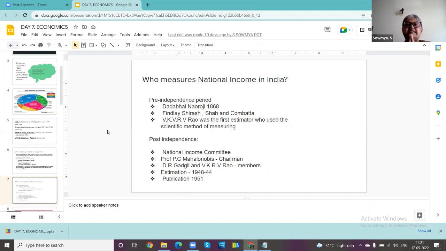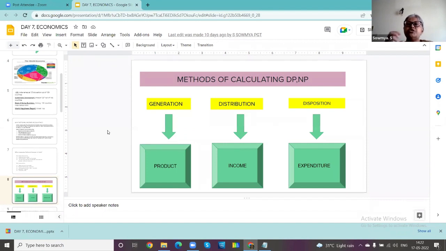The estimation started. The first one was estimated in the time period of 48. Then publication was made in 1951. So again, this can be given as a small background. Now, see, just 3 or 4 minutes it will take, isn't it? And we will be covering a huge unit after that. So having set the platform for intense learning, then we can just move on to slowly introduce the concept of national income accounting.